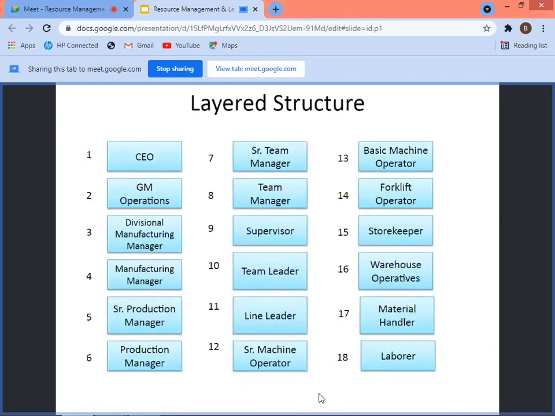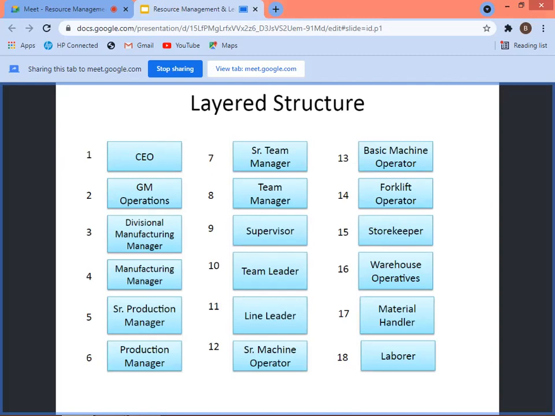Layered structure, I give you an example of layered structure in manufacturing. CEO, okay, GM operations reports to CEO, divisional manufacturing managers report to GM operations, manufacturing manager reports to divisional, senior production manager reports to manufacturing manager, production. So this is layered. The good thing about this is that you are able to solve the problems in every level. It does not have to go up the level of authorities. It may be within your area. It's already solved the problem.